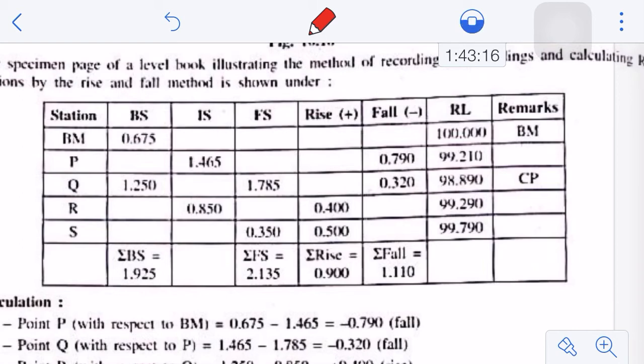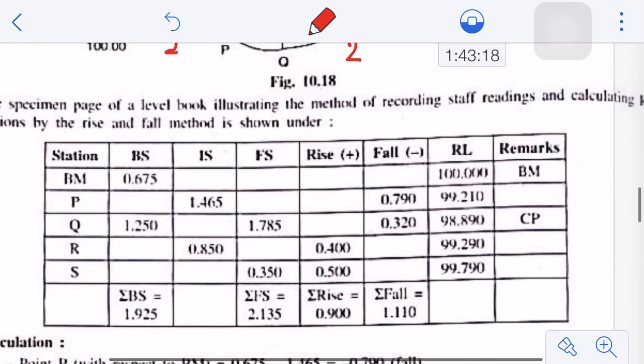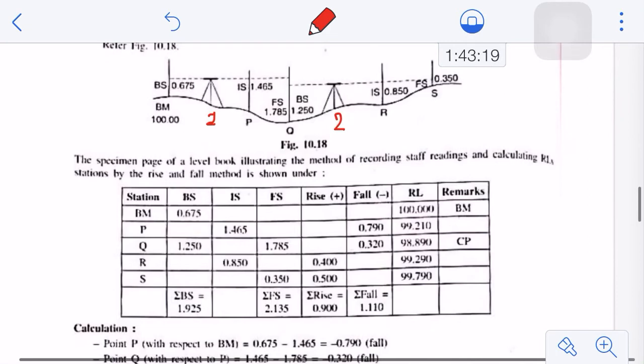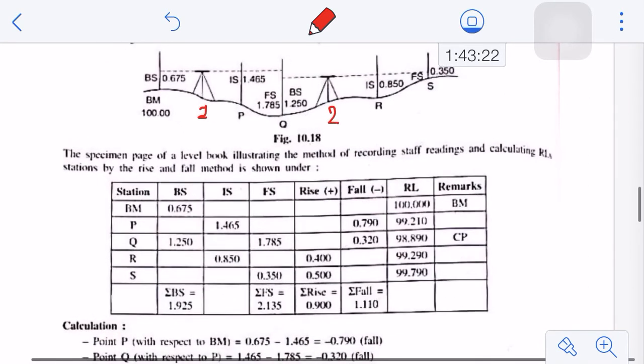So the first reading we have taken for this benchmark is 0.675. Let me zoom out a bit so you can correlate with your figure. It is written in your BS column. Second, for station P, it is written in IS. For station Q, it is written in FS, that is 1.785. But as you see, this FS always indicates the shifting of the instrument.